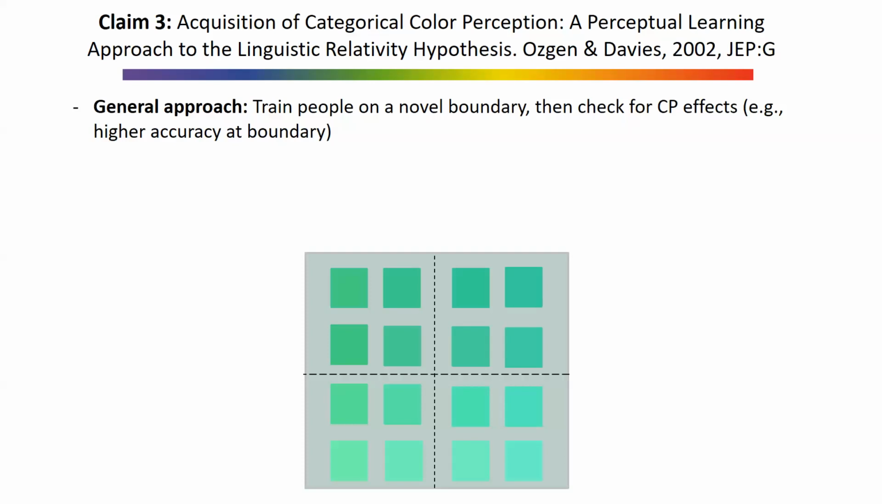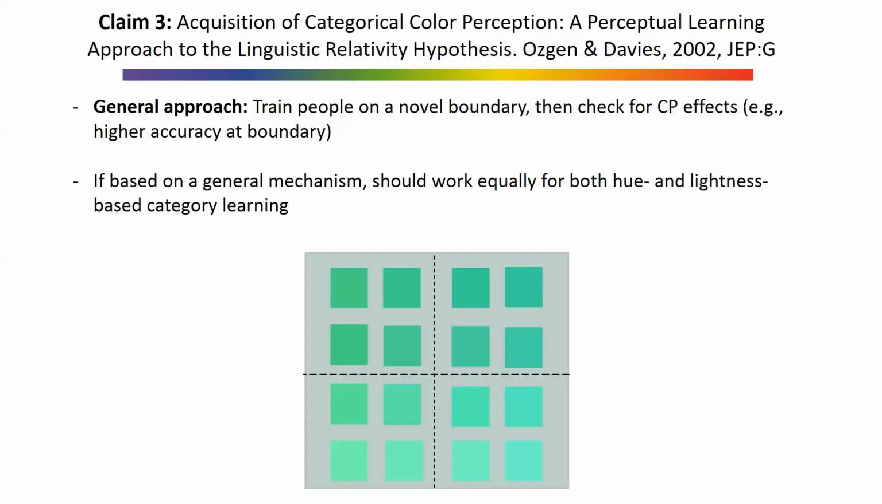And you teach the participants that in the middle there is a categorical distinction. Or you could teach them a lightness boundary, so between the darker pairs on the top and the lighter pairs at the bottom. And then you measure the accuracy of making within or between pair discriminations. If learning of categories is based on a general mechanism, the acquisition of this learning should lead to perceptual advantage in discrimination, and this should work equally for both hue and lightness learning.